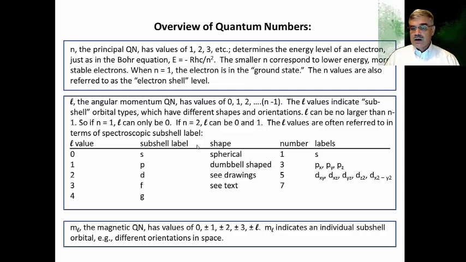So if n equals 1, the only possible value of l is 1 less than 1, 0. If n equals 2, the possible values of l are 0 and 1. If n equals 3, the possible values of l are 0, 1, and 2. That is, it can be any value up to 1 minus what the n value is. And it's a little bit difficult, but as we go, you'll catch on to this. The l values indicate subshell orbital types, which have different shapes and orientations in space.